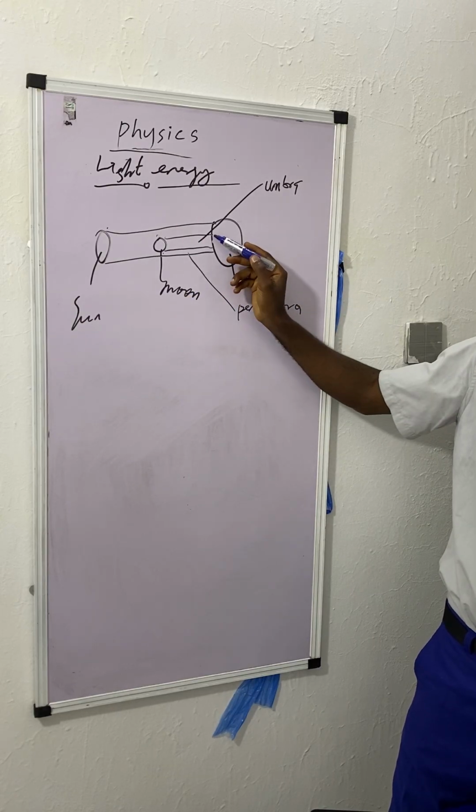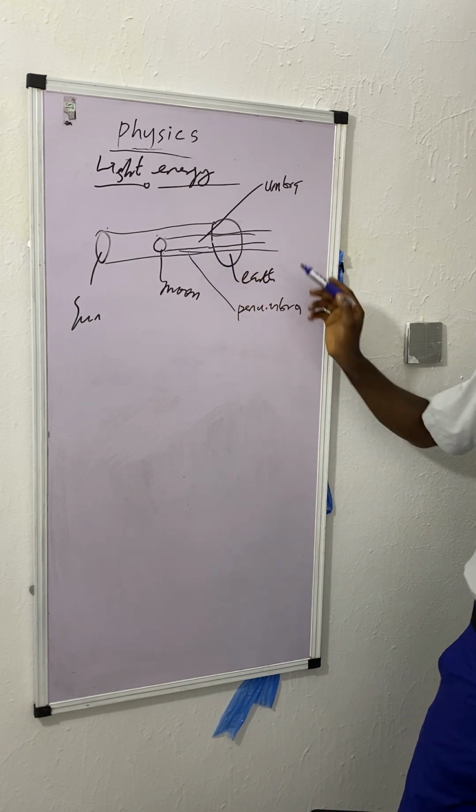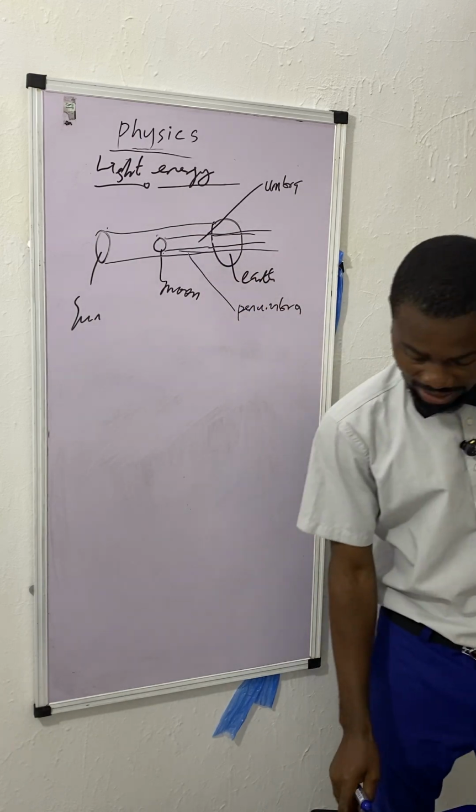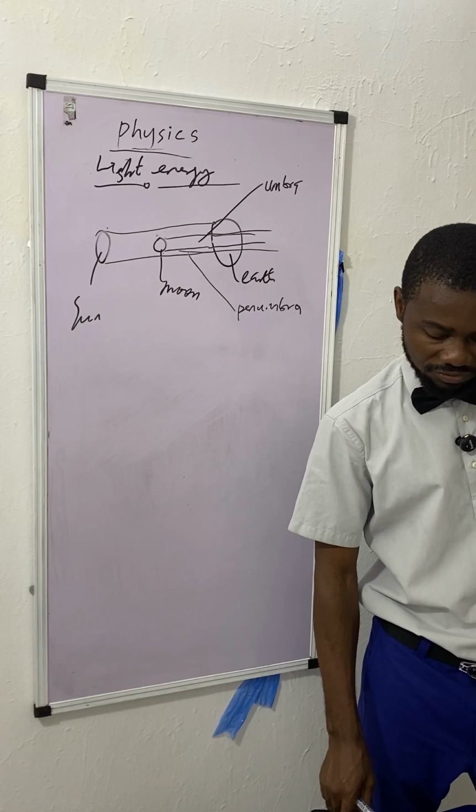So in this part of the earth, we experience what? Umbra, total darkness. In this other part of the earth, we experience what? Penumbra, that's a partial darkness. All right, so that's that for that.